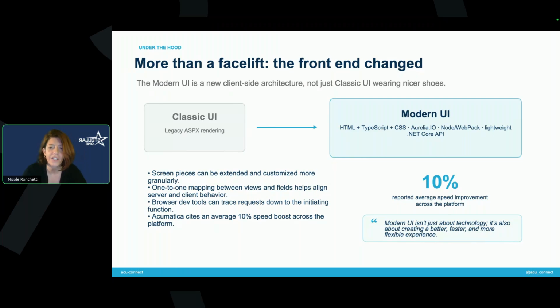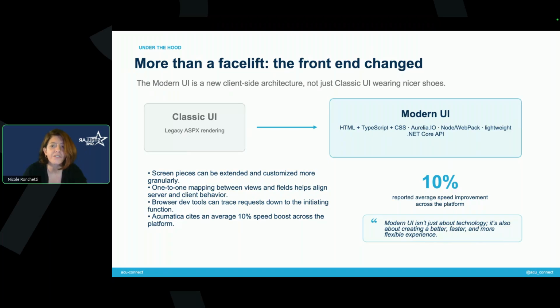It's a complete architecture change of the UI. Our classic UI was really done under legacy ASPX rendering, and all of the modern UI is using TypeScript, CSS, and the Aurelia IO framework, which some people might say, well, we've been doing things in C sharp, and what's this new TypeScript thing? TypeScript's been around since probably 2012. And I would say that TypeScript is probably the baby of C sharp, right? It's the next modern evolution of C sharp and JavaScript. Most modern web applications are using TypeScript.